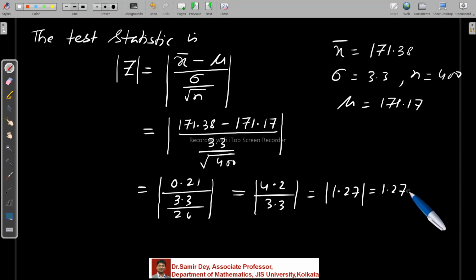So whatever the result is coming from the test statistic, this is called Z-cal. So this is very important information. Z-cal means CAL stands for calculated value of Z. Is it clear? So this is about the third step. Using the test statistic, you find the value of Z-cal. Is it clear?